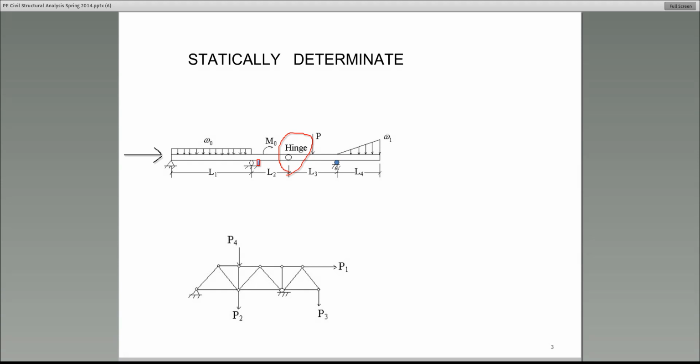So in this case, however, we have four unknowns. However, because of the internal hinge, we have the three original equations of equilibrium and then one additional one because of the internal hinge. Therefore, we have four unknowns and four equations of equilibrium. Therefore, this particular beam is indeed statically determinate.